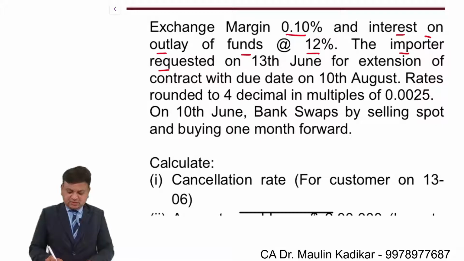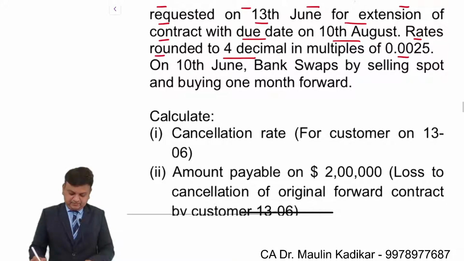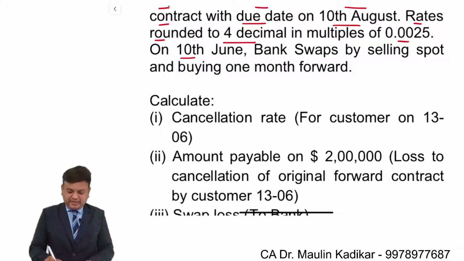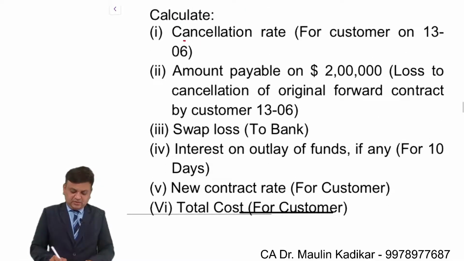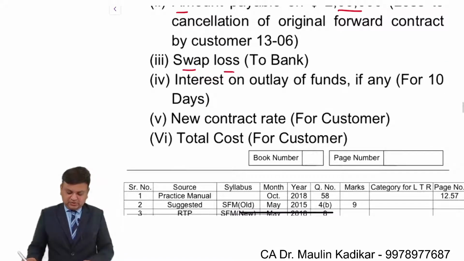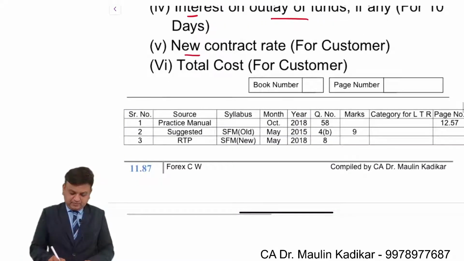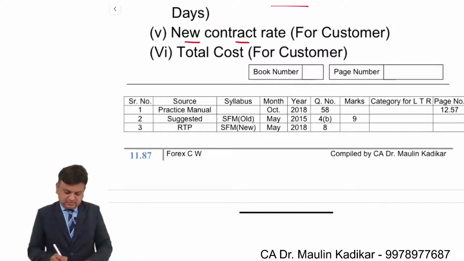The importer requested on 13th of June for extension of the contract with due date on 10th of August. The rates are rounded off to 4 decimal in multiple of 0.0025. On 10th of June, the bank swaps by selling spot and buying 1 month forward. Calculate the cancellation rate, amount payable on 2 lakhs dollar, swap loss, interest on outlay funds if any, new contract rate and total cost.